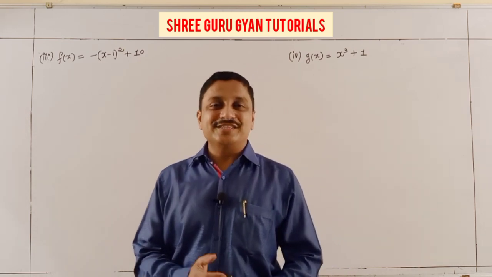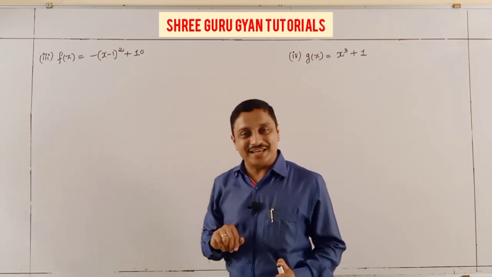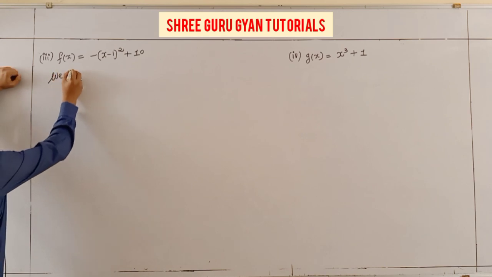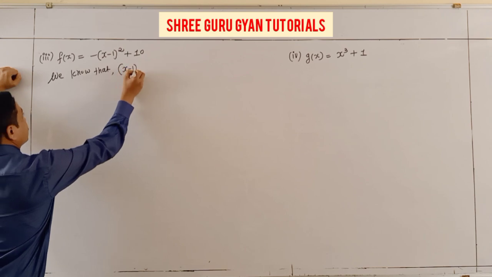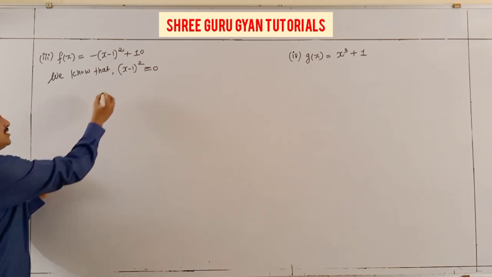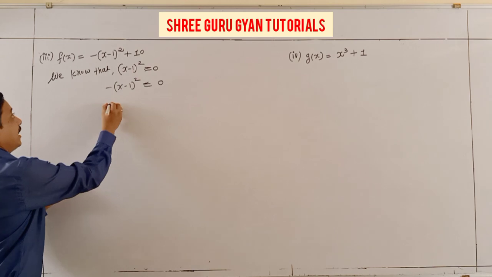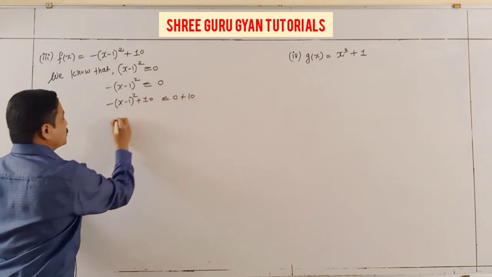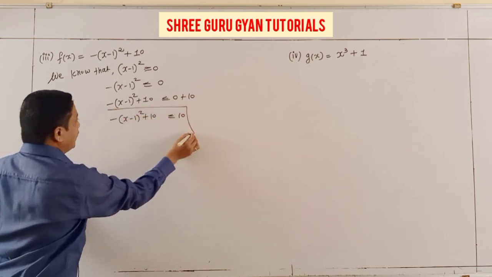Now continue students. Question number 3. f(x) = -(x-1)^2 + 10. Very easy. Again here is a whole square. So we know that every whole square term is greater than or equal to 0. Now minus something is less than or equal to 0. The inequality changes, and adding 10 on both sides, you get f(x) less than or equal to 10.